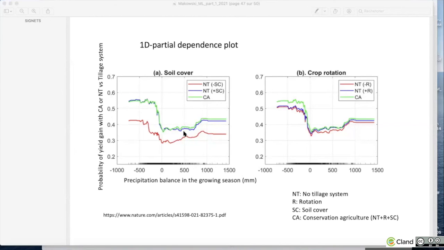And each curve here corresponds to the mean response predicted by random forest for different types of cropping system. So here you have three types of cropping system. And based on this, you can identify graphically some kind of threshold. For example, here clearly there is a threshold of precipitation balance around zero. The probability is much lower when the precipitation balance is positive than negative. So it's less convenient than a tree, but still it allows you to identify nonlinear response and thresholds.